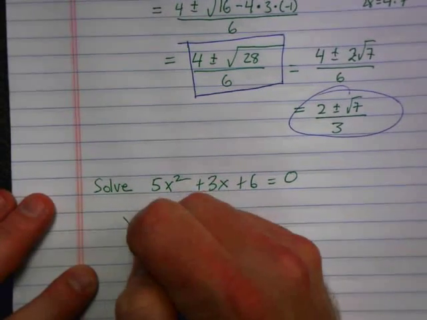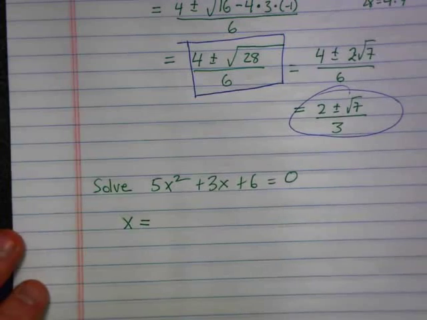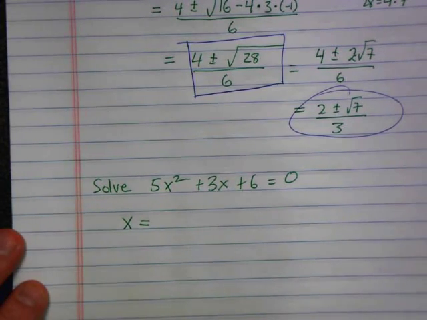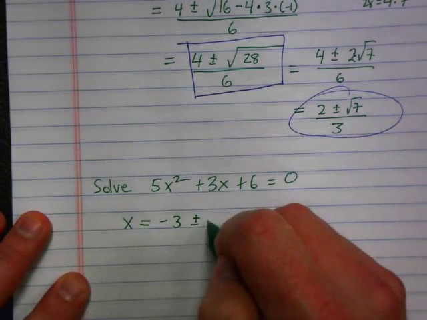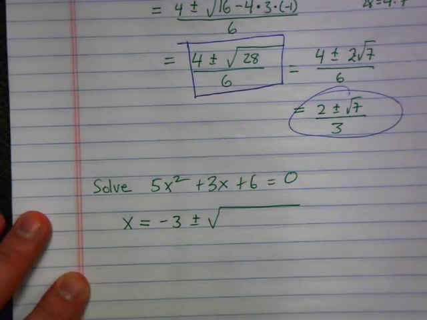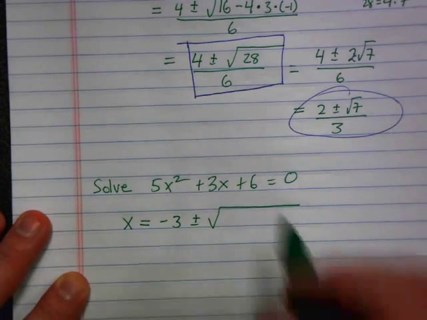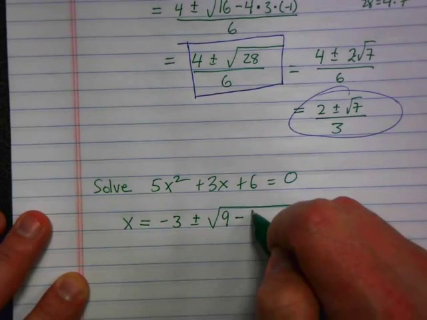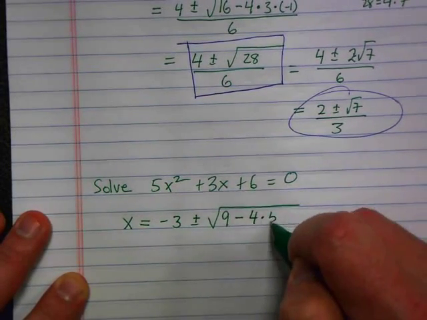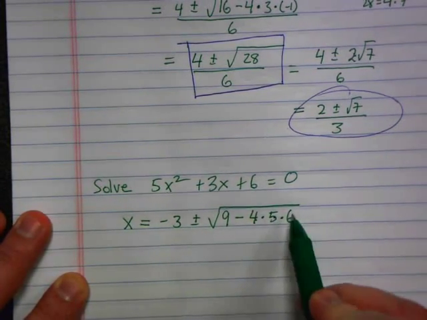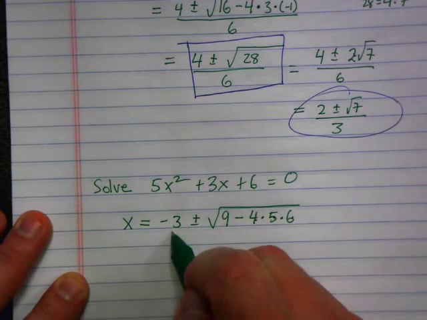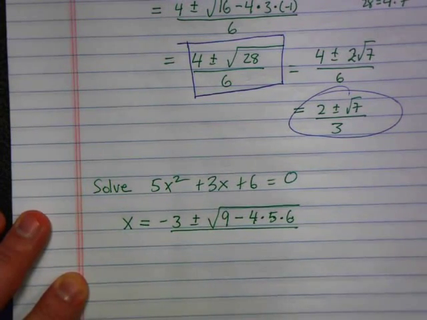So here I go. X equals negative b. What's negative b? Negative 3. B is the number 3, so negative b is going to be negative 3. Plus or minus the square root of, what's b squared? 3 squared, which is 9, minus 4 times 5 times 6, 4 times a times c. All divided by 2a, and 2a is 10.